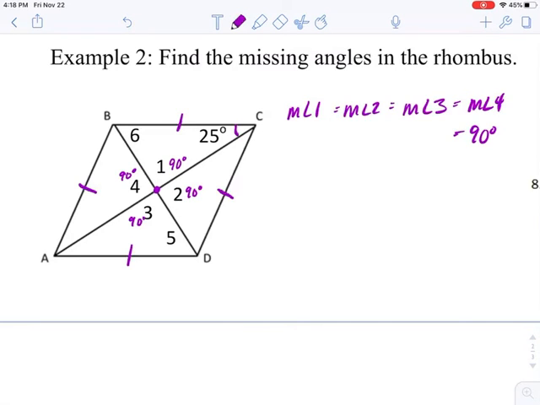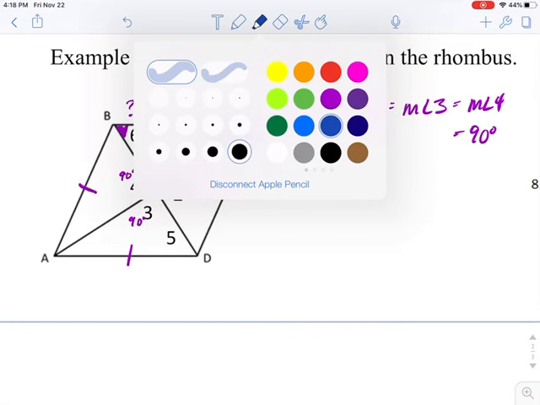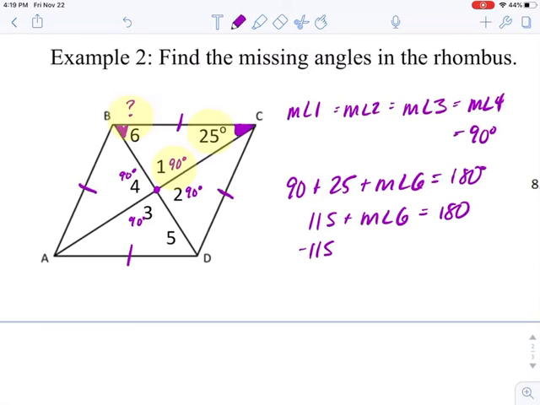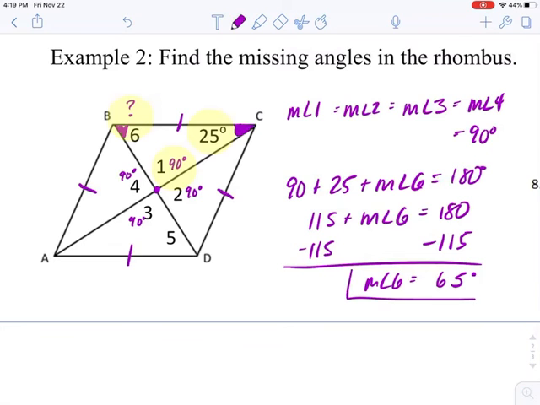Another thing then I can figure out is that if this little piece of angle C is 25 degrees, then I know what angle 6 must be. Because I know that 90 plus 25 plus this angle 6 has to make 180. So 90 plus 25 is 115. So if I subtract 115 from both sides, I will get that the measure of angle 6 is 65.